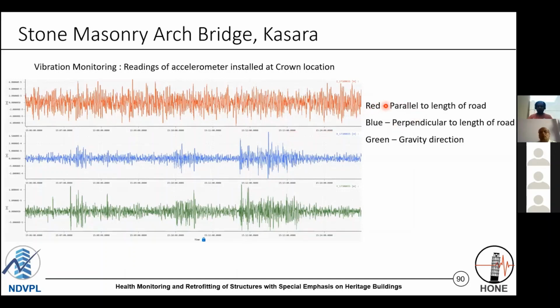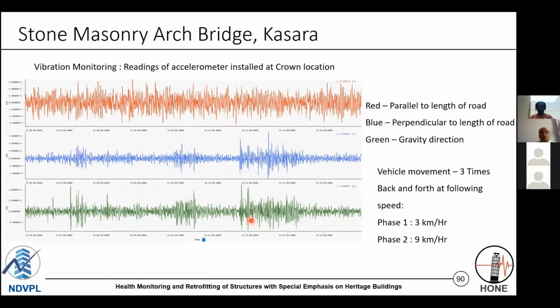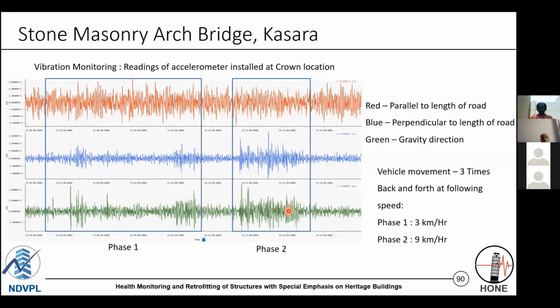As you can see here, red is parallel to the length of the road, so vibration in the longitudinal direction of the bridge. Blue is perpendicular, the orthogonal direction, and green is the gravity direction. The vehicle was passed at different speeds. In phase 1, we passed at 3 km/h when the vibrations were less. When the speed was increased to 9 km/h, the vibration increased.